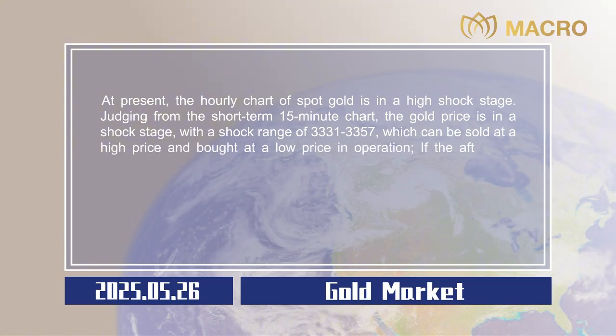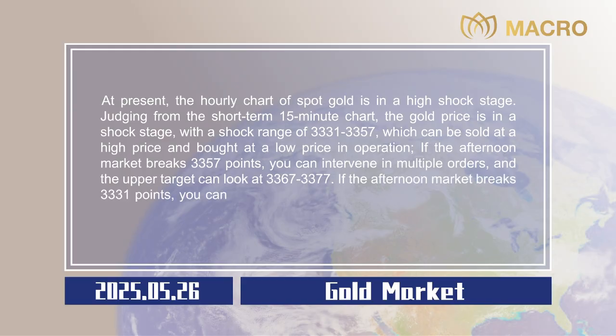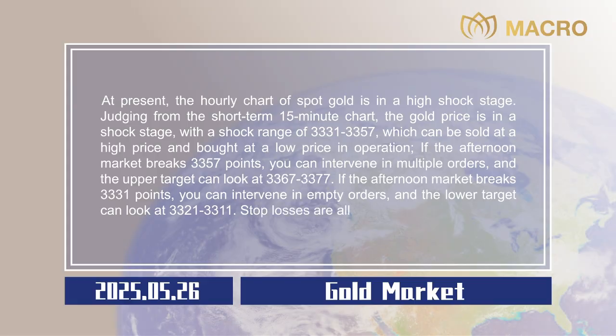If the afternoon market breaks 3,357 points, you can intervene in multiple orders, and the upper target can look at 3,367 to 3,377. If the afternoon market breaks 3,331 points, you can intervene in empty orders, and the lower target can look at 3,321 to 3,311. Stop losses are all $5.